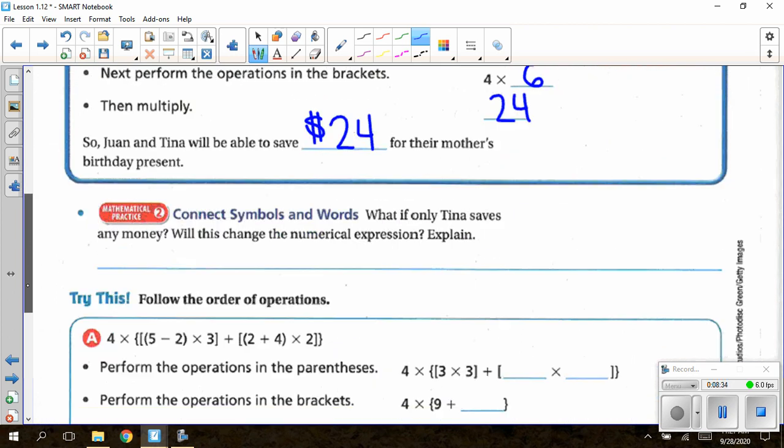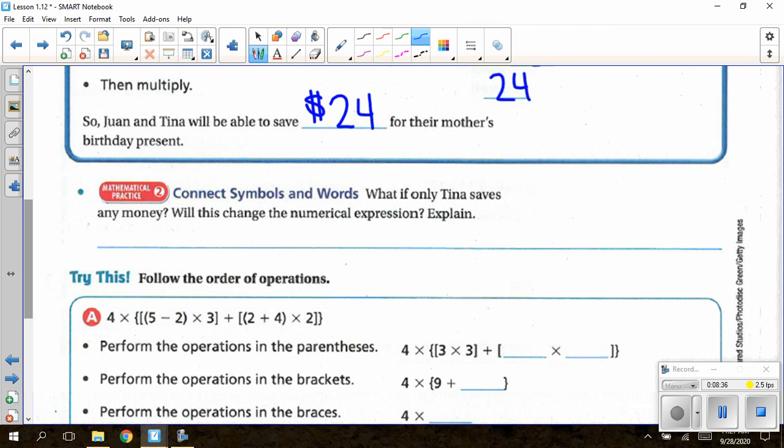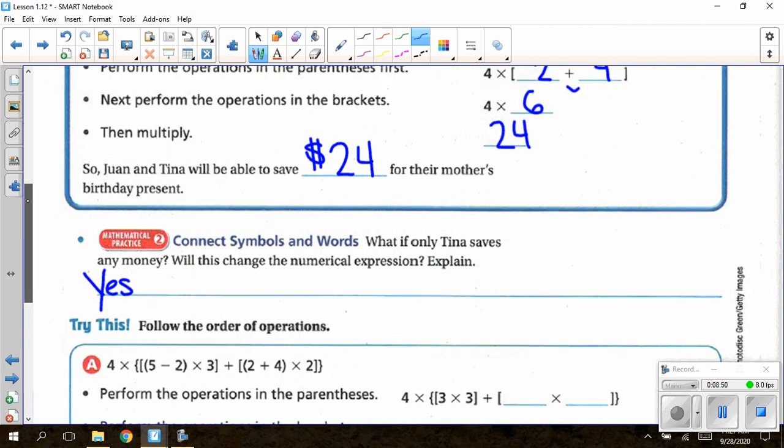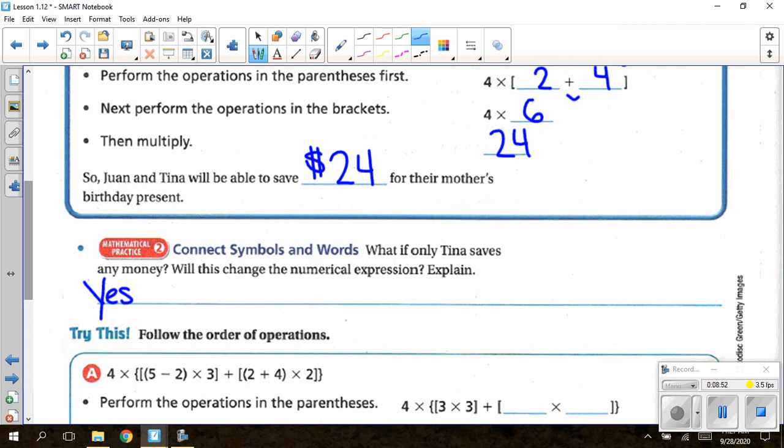Moving down, connect symbols and words. What if only Tina saves any money? Will this change the numerical expression? And they want us to explain. So yes, that would obviously change the numerical expression. We know that it would still be for 4 weeks that she would be saving.